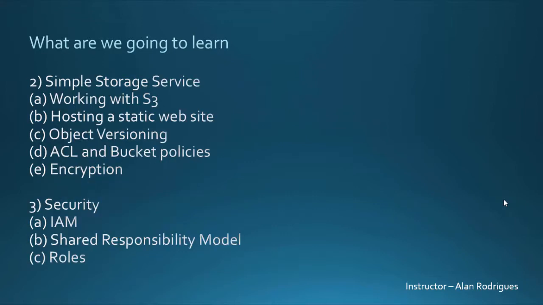Then we'll go on to the Simple Storage Service. In the Simple Storage Service, we look at how to work with S3 buckets and objects. We look at how to host a static website. We look at object versioning. We look at ACLs and bucket policies. We look at encryption. From a security standpoint, we look at identity and access management. We'll see the shared responsibility model between AWS and the customer. And we look at how to use roles in AWS.